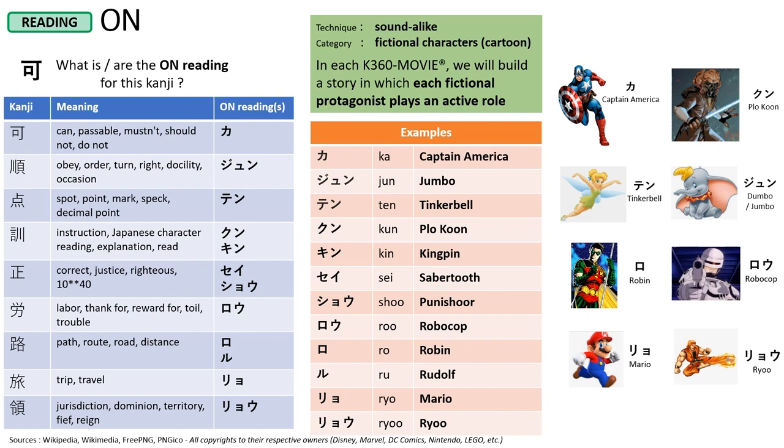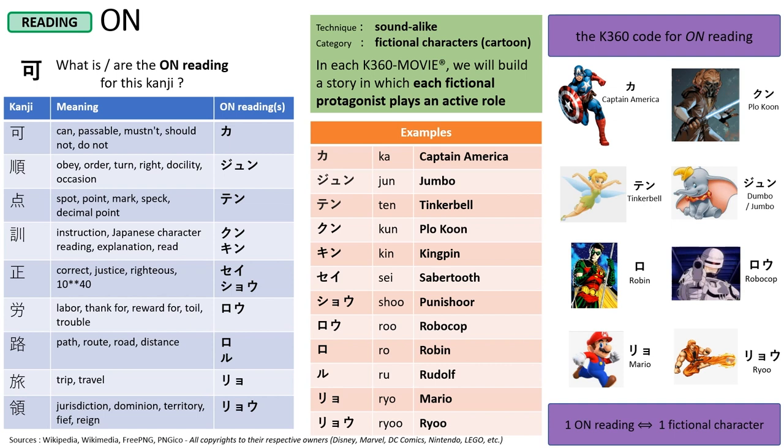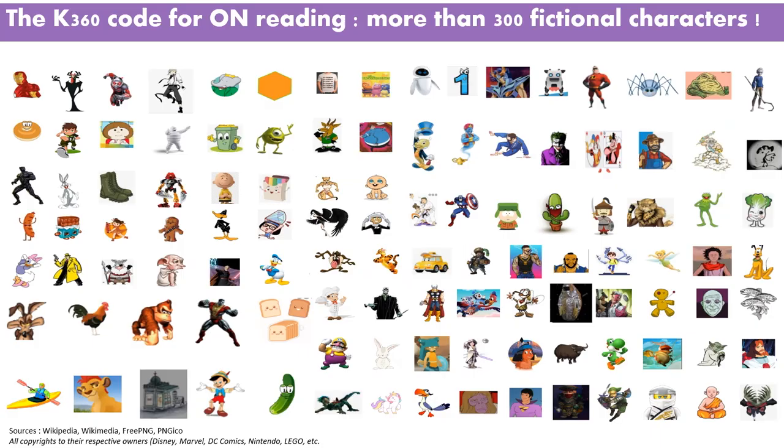Again, this is a personal choice. I decided to make these associations of long Ro with Robocop, but you could choose Mario for the long Ryo sound if you prefer, as long as you stay consistent with your own choice, that is fine. So this is my code. One on reading dimension is associated with one fictional character. You may remember that there are around 300 different sounds for the on readings, so indeed, I had to identify 300 fictional characters in order to build my own code.